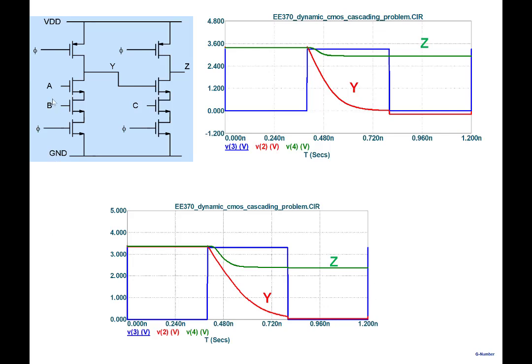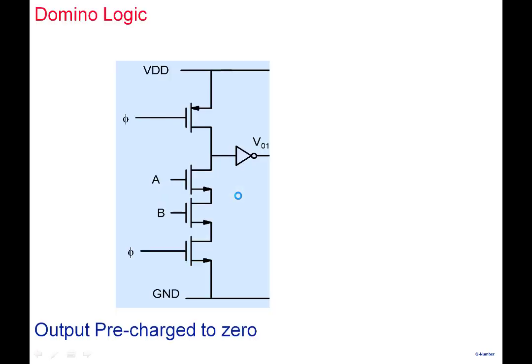So I can't take this particular gate and simply cascade it to the next gate here. And so what we need to do is add an inverter to it. Note that we have this normal gate here, phi here, this is AB. And what we do is we add an inverter here.